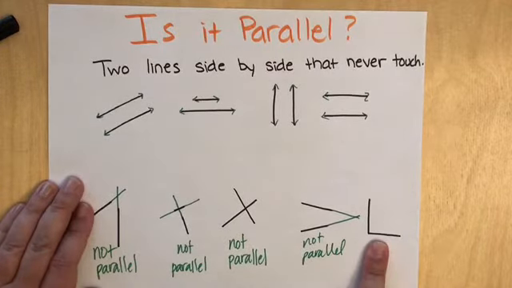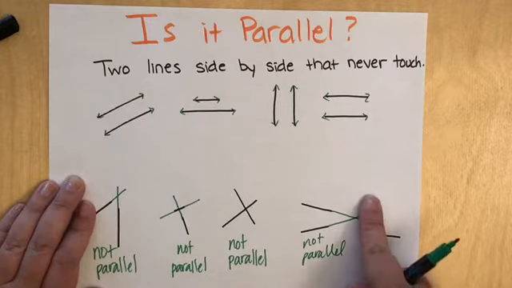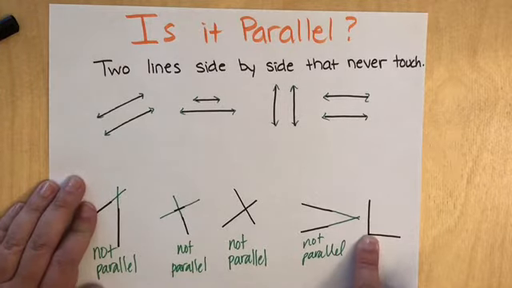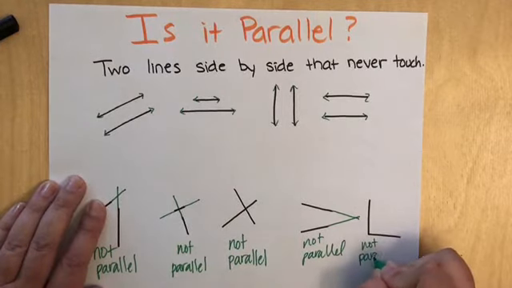And what about this one right here? Nope, this is a perfect right angle, and the two lines join together to make that right angle. So these are not parallel. These are a right angle.